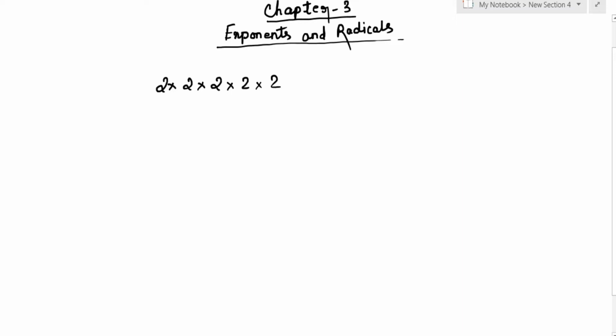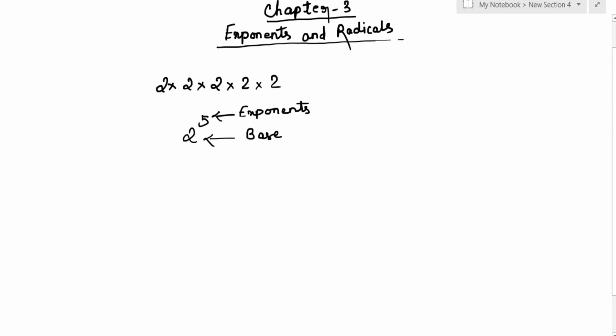So how can you write it in a standard form, that is, in an exponential form? You can see here, 2 is repeating how many times? 2 to the power 1, 2, 3, 4, 5. 2 is repeating 5 times. We can write it in the exponential form as 2 to the power 5. Now this is what is called exponential form, in which 2 plays the role of base and 5 plays the role of exponent. So this is all about exponent and base.